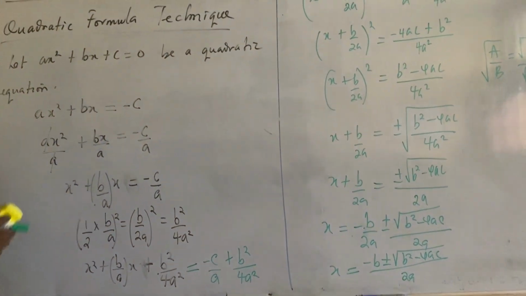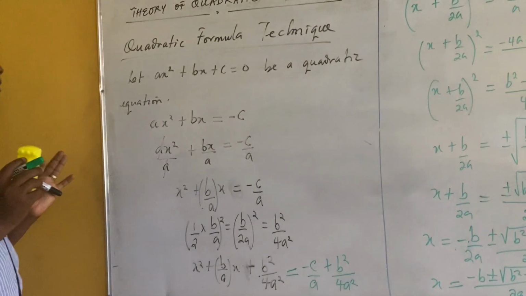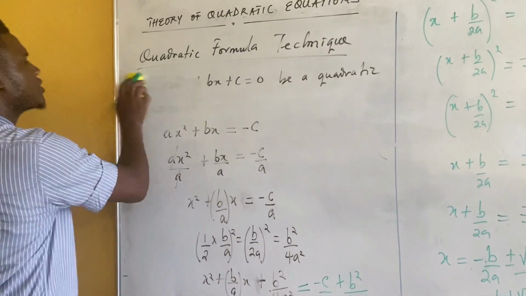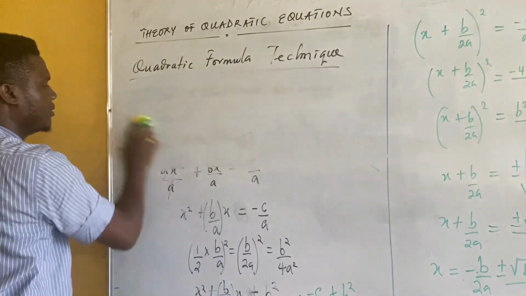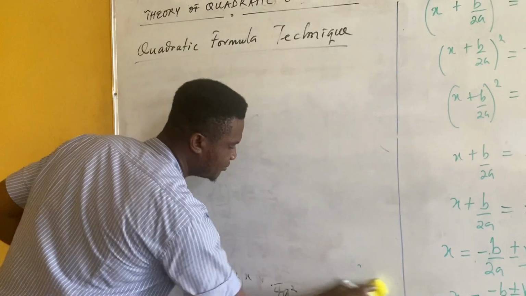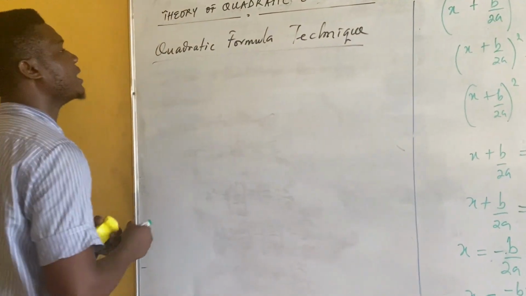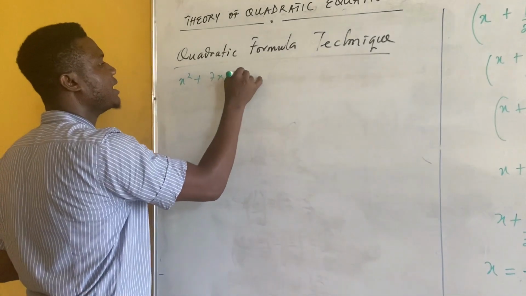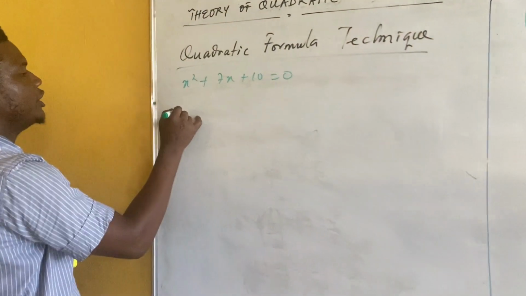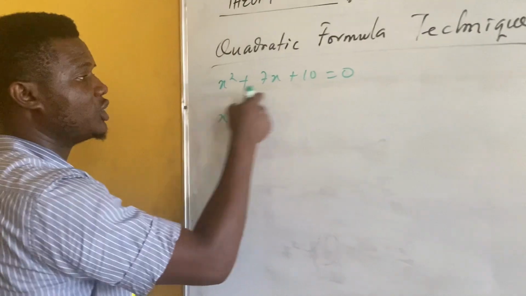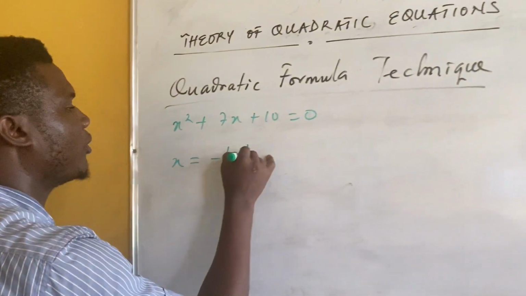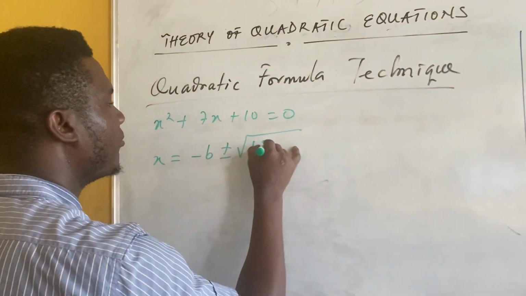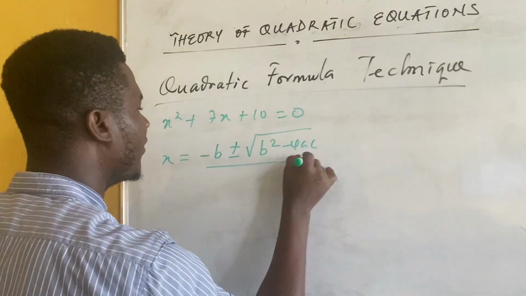So let's use it to solve that same problem, and we shall end our video. Okay? So I'm going to come over here now and use it to solve that problem. What was the problem again? We were to solve x squared plus 7x plus 10 equals 0. So the quadratic formula says the root to this equation will be minus b plus or minus square root of b squared minus 4ac all over 2a.